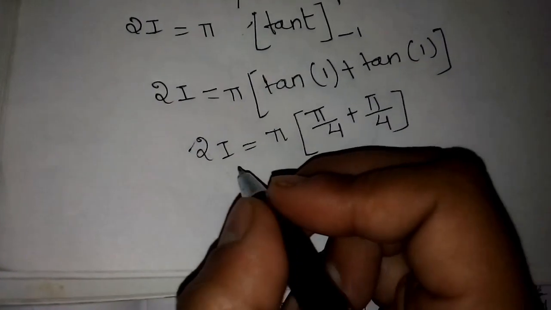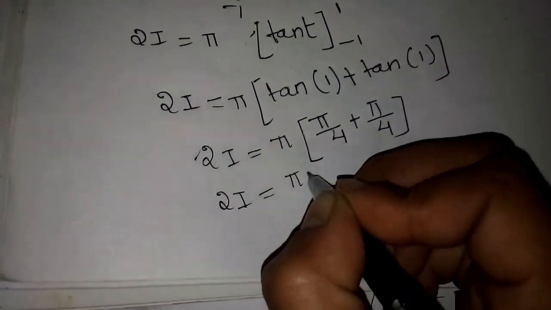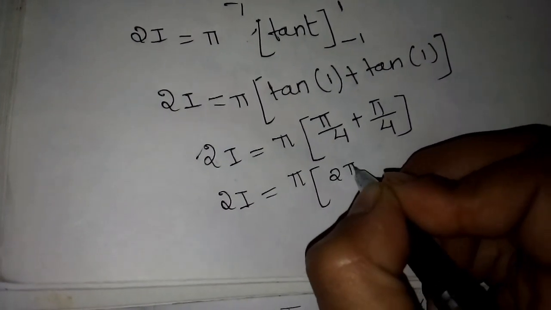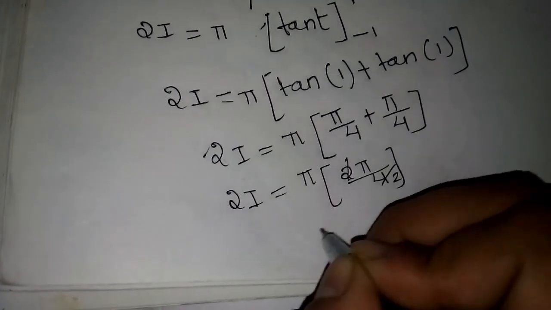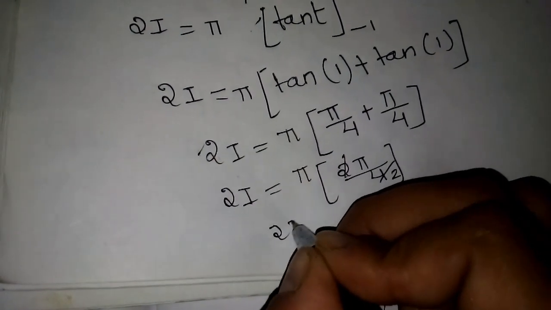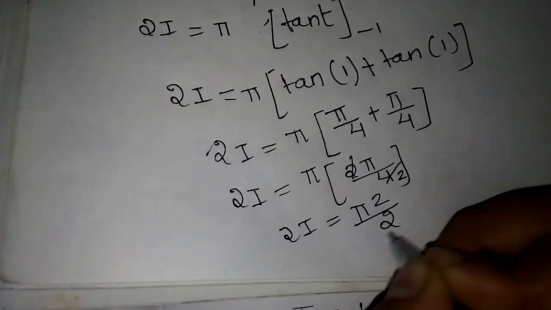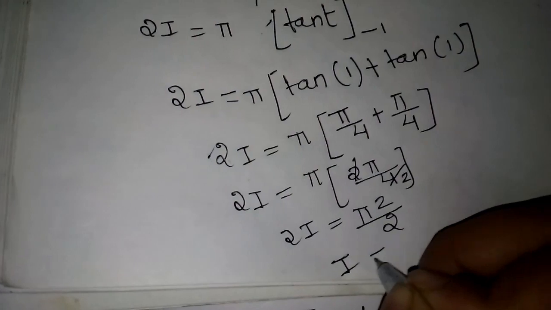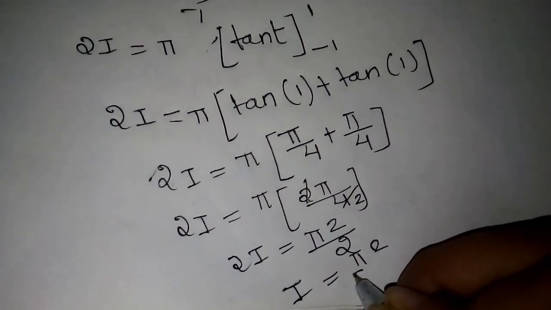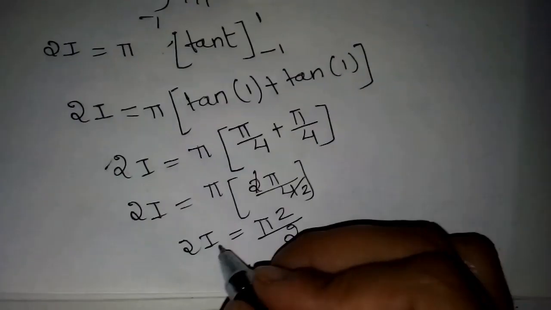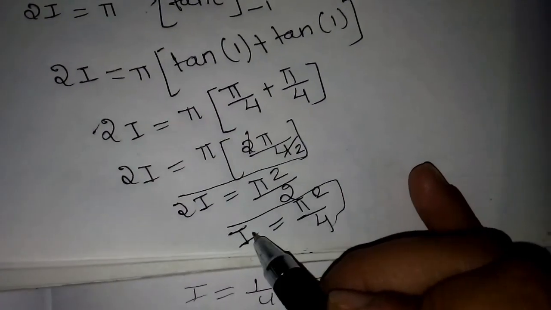So from here we have 2I equals pi into 2 pi upon 4. 2 ones are 2, 2 twos are 4, it cancels. We have 2I equals pi square upon 2, and I equals pi square upon 4. So this is our required answer.